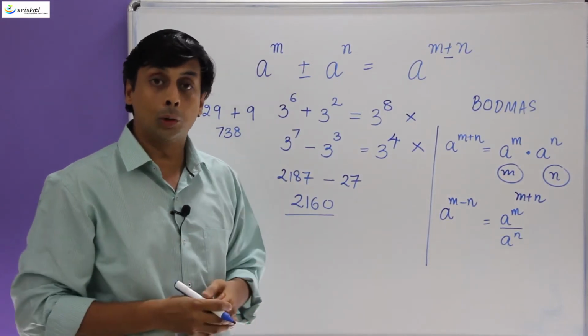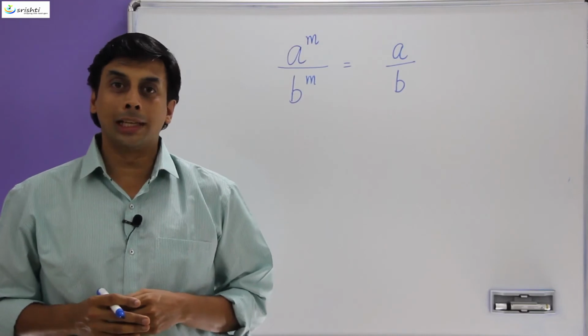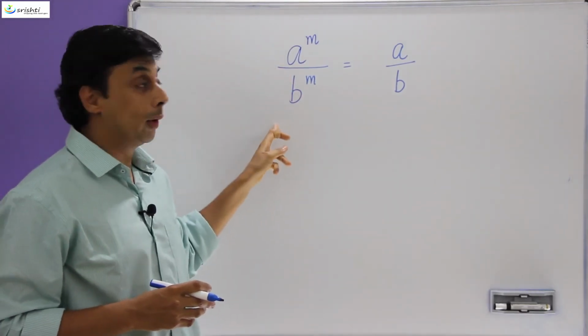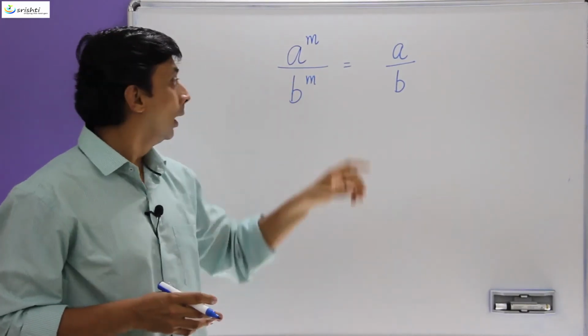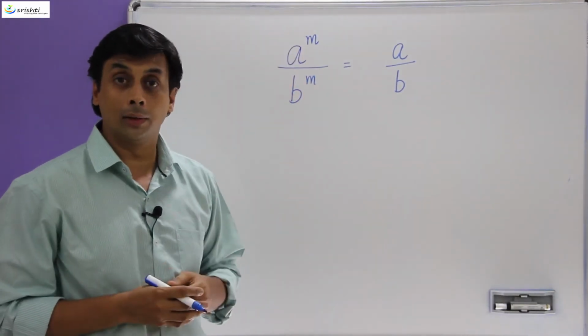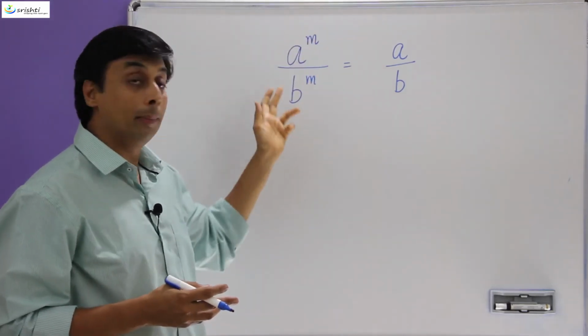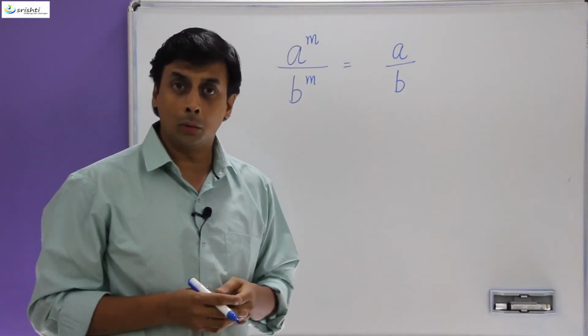Now let's move on to the next misconception. So moving on to the last misconception, a raised to m divided by b raised to m is a by b. What is the source of misconception here? m and m cancel out each other. So that is the reason why students tend to think a raised to m divided by b raised to m is a upon b. Is it really true?